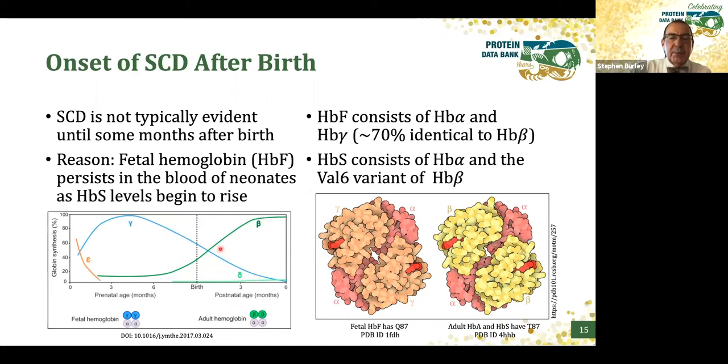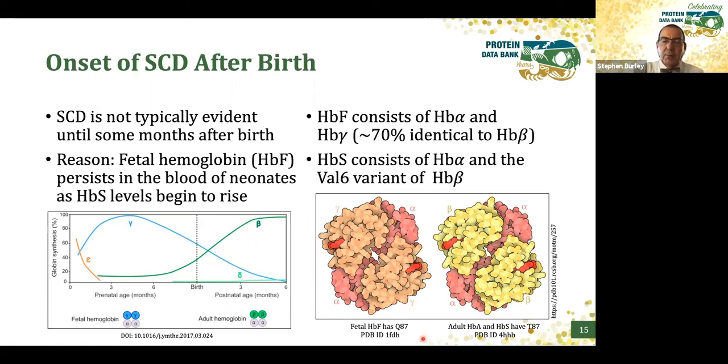The reason that it doesn't become evident immediately is that when you have mixtures of hemoglobin, the fetal hemoglobin, hemoglobin F, and the sickle hemoglobin, hemoglobin S, when you have mixtures of these in the red blood cell, you don't get sickling. It's only when the abnormal hemoglobin beta is completely taken over that you begin to get sickling. So typically, the disease appears after the first 3 months of life.